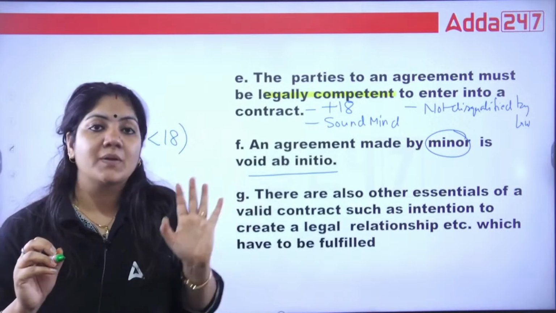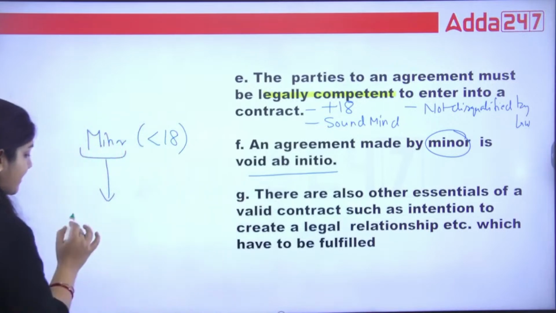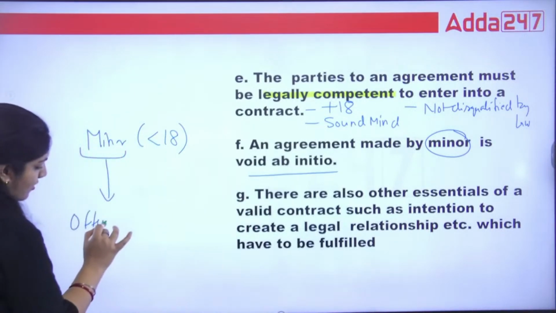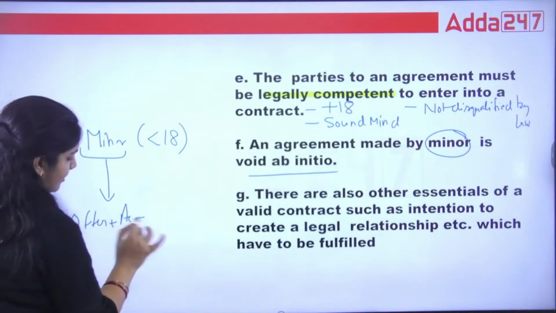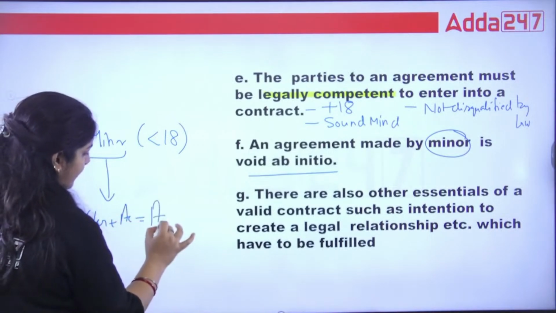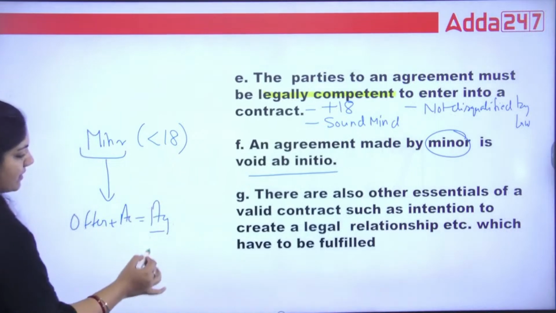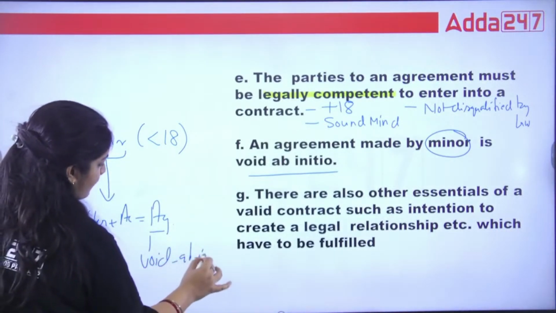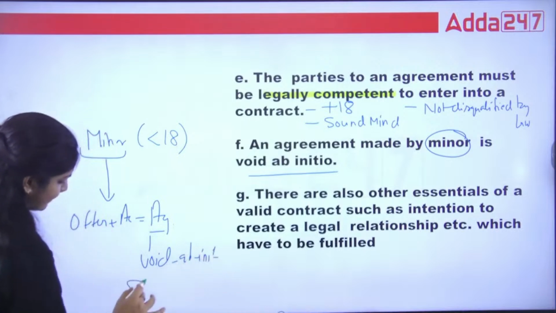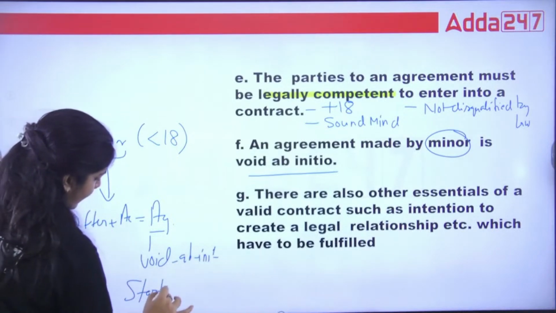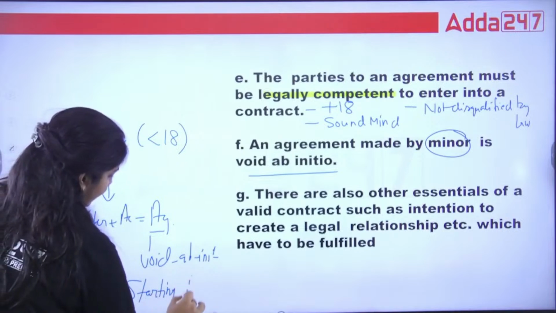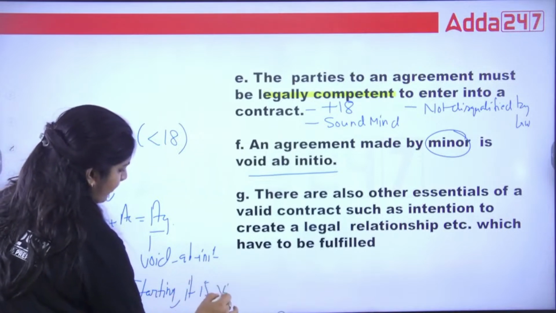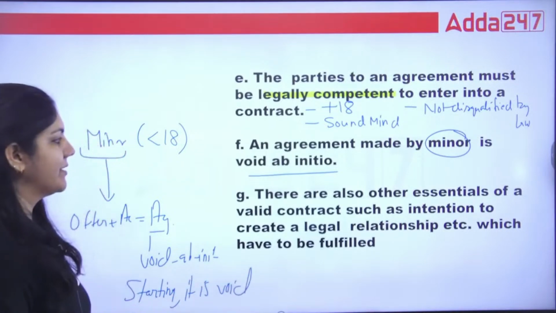Now a minor's contract cannot become a contract, because if a minor makes an offer plus acceptance is equal to agreement, that agreement will be what? Void ab initio. So what is void ab initio? That is, from the starting it is void. This is called void ab initio.